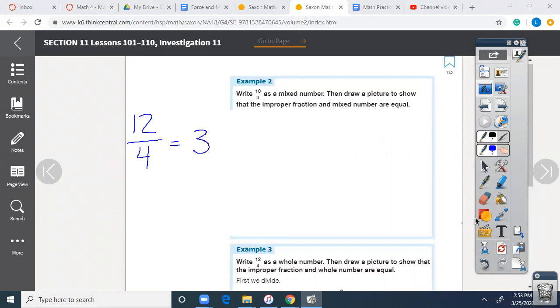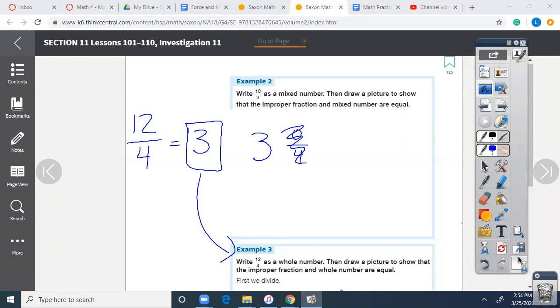And guess what? That's your answer. 3 is the answer to example number 3. You just do 4 goes into 12 how many times? 3. You don't have a remainder. So if you did 3 and 0/4, that's the same thing as just saying 3, because 0 doesn't mean anything. If you don't have anything filled in, then it doesn't matter the total, right? So the answer is just 3.